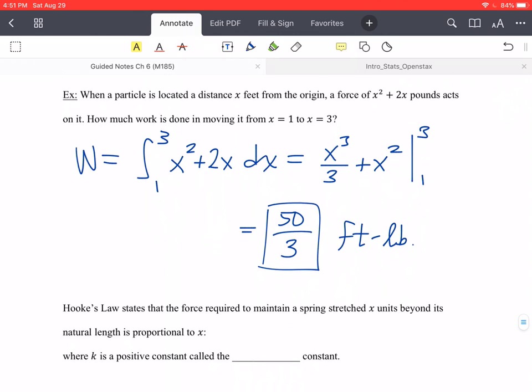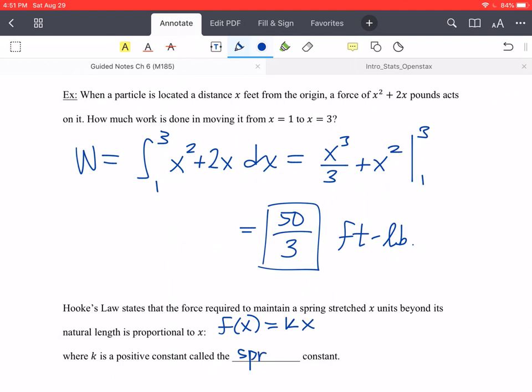And then we have a law that applies to this concept, and it's very much related. So it's Hooke's law. So Hooke's law states that the force required to maintain a spring stretched x units beyond its natural length is proportional to x. So we have f of x equals k times x, where k is a positive constant called the spring constant. Okay, so again, Hooke's law tells us that the force required to maintain a spring stretched x units beyond its natural length is proportional to x, that number of units.